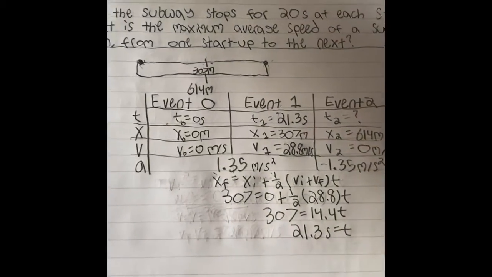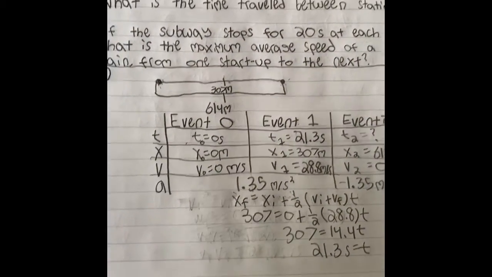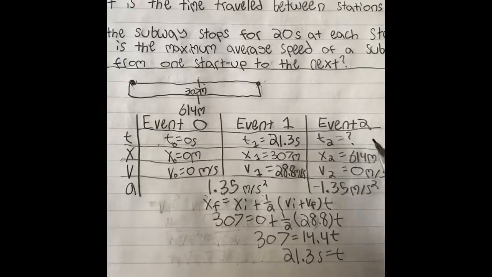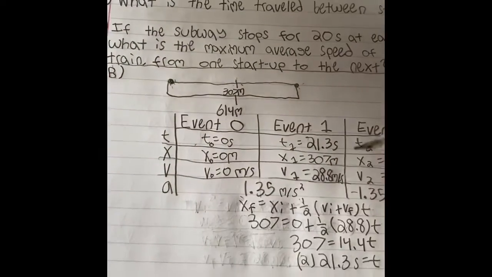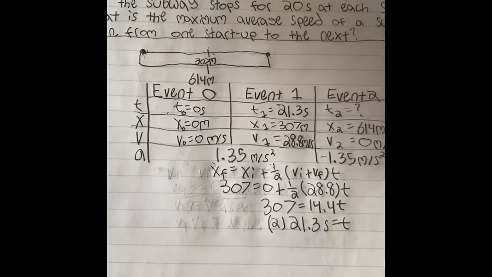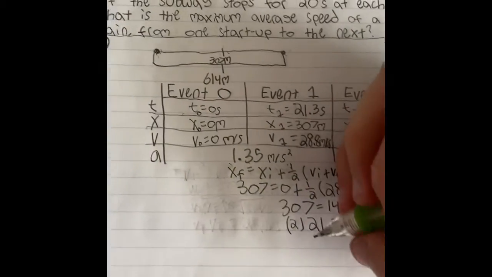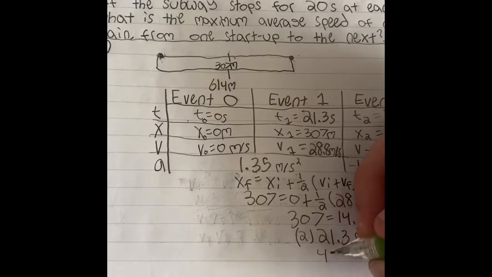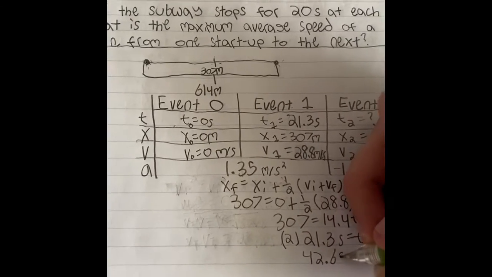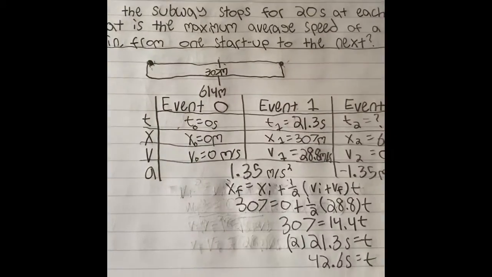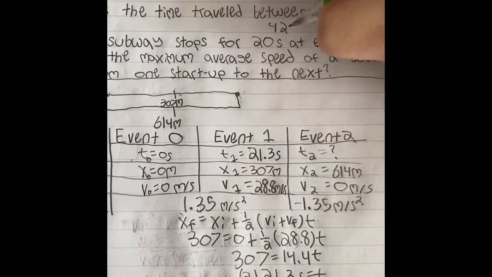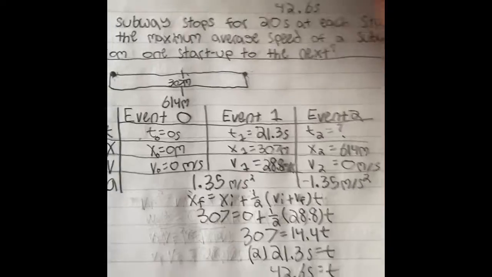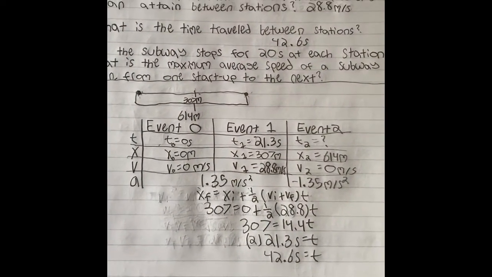And now to get the total time from event 0 to event 2, all we have to do is multiply this by 2, because the acceleration magnitudes are the same. That gives us 42.6 seconds equals t. So it takes 42.6 seconds to get from station A to station B.